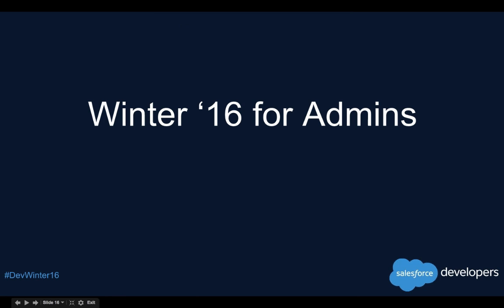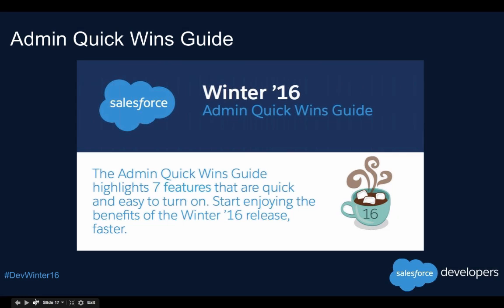All right, so Winter 16 for admins. We have some stuff to talk about, some resources. No live debugger. That's okay. First thing I want to point out is the Admin Quick Wins Guide. We've talked a lot about Lightning, and if you kept track of how many times we said Lightning during this webinar, you're going to quickly run out of ink in your pen. But the Winter 16 Admin Quick Wins Guide has 7 features that admins can easily turn on and start enjoying the benefit of the Winter 16 release. And they're not all Lightning related, and they do cross all of our clouds. So it's got sales and service, marketing, it's got some developer stuff in there. Definitely check it out. I know we will post the link into the webinar chat shortly to that PDF. I think it's a really great resource for admins.